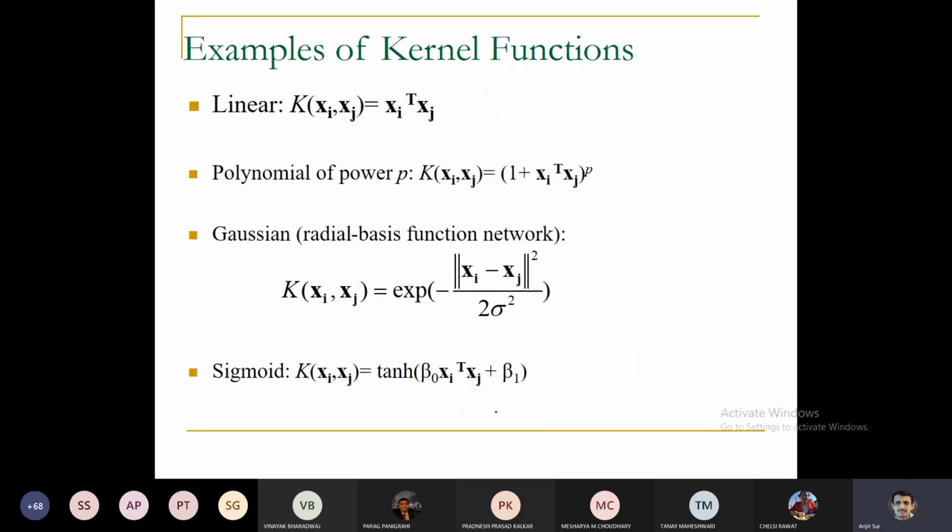This is important: what are the different kernel functions that exist? First, there is the linear kernel. This is the same thing, nothing else. This is just the linear SVM.